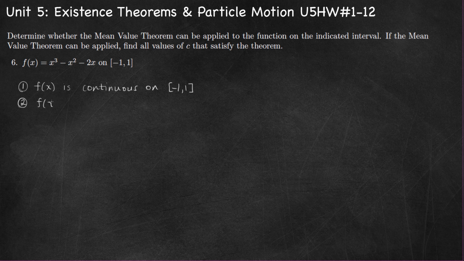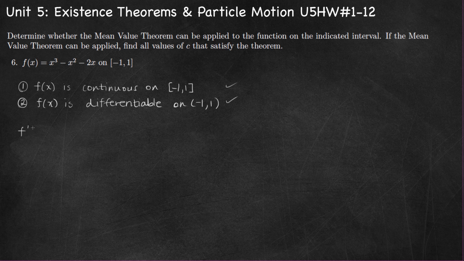And then f of x is differentiable on our open interval, -1 to 1. Okay, so both of these things are true, so the mean value theorem does apply. We need to find our derivative, f prime of x, and we need to find the average rate of change on this interval, and then we'll set those equal to each other and solve.